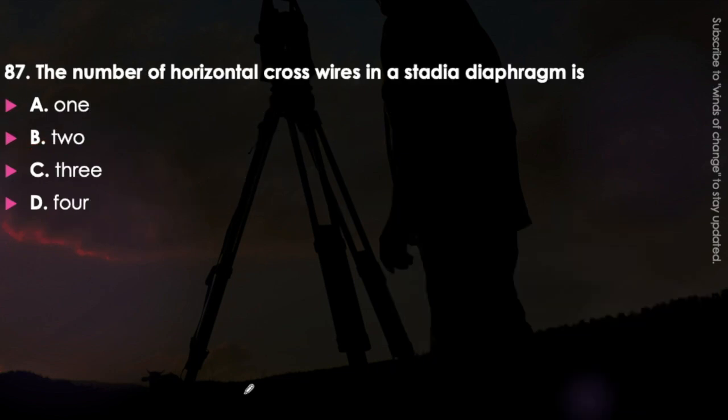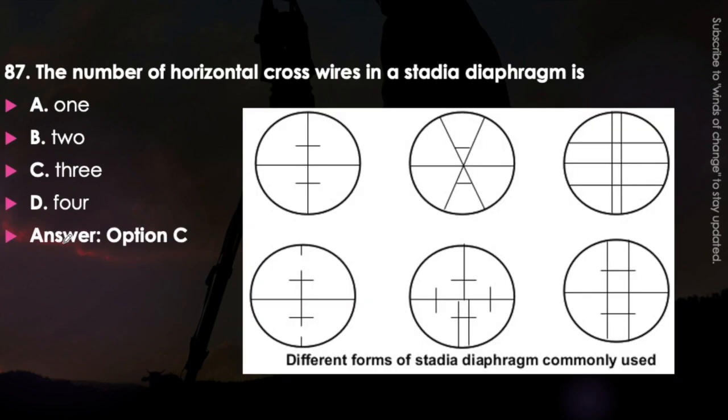Next question. The number of the horizontal cross wires in a stadia diaphragm is 1, 2, 3 or 4. Very easy question. If you have once seen the cross wires in the stadia diaphragm, then you can easily answer the question. The answer will be option C, that is 3. You can see the stadia diaphragm looks like this in the eyepiece. There will be 3 horizontal lines only.